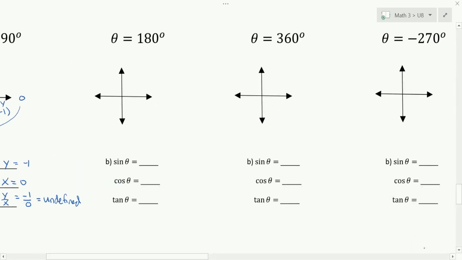Okay, 180 degrees. Is that on the positive x-axis, the negative x-axis, the positive y-axis, or the negative y-axis? Zoe, where is that? Negative x-axis. So positive 180 and negative 180 end up here. And so from 0, 0, we move 1 to the left, a distance of 1. And what would that coordinate be? Negative 1, 0. Good. And so what'd you get for sine? So sine's your y, which is 0. Cosine is your x.